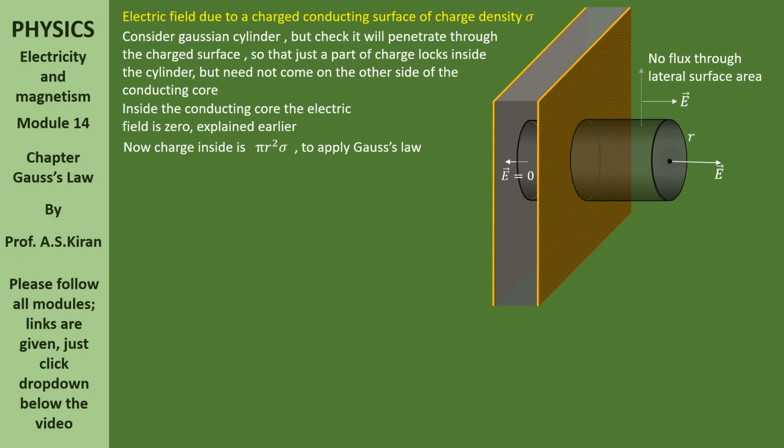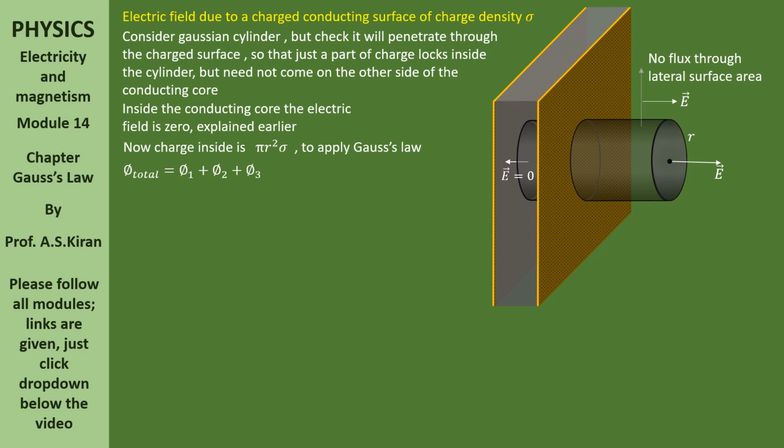What is the charge density? Sigma. So how much is the charge inside that Gaussian cylinder? That is pi r square sigma. This pi r square sigma is the charge inside the Gaussian cylinder.